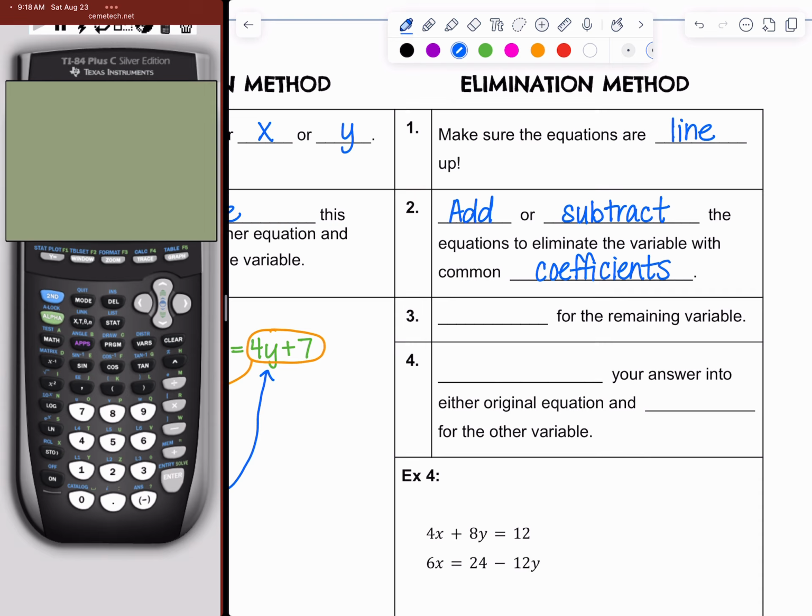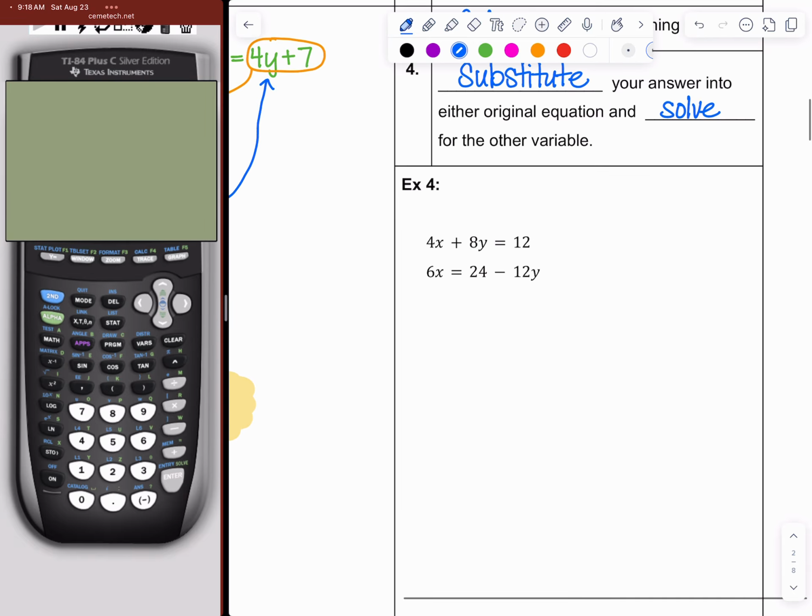It just depends. And once you add or subtract to eliminate one of the variables, you're going to solve for the remaining one. Once you do that, you are going to substitute your answer into the original equation, and then you're going to solve for the last remaining variable. So let's look at example 4. As you can see, these equations are not set up the same.